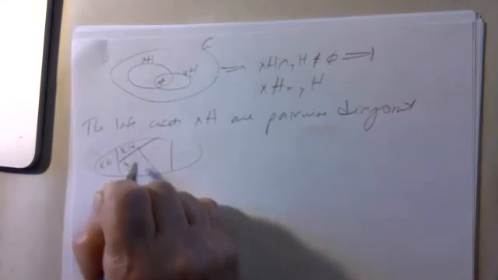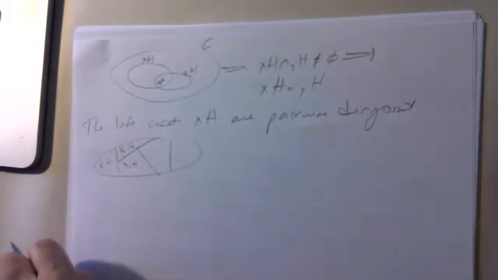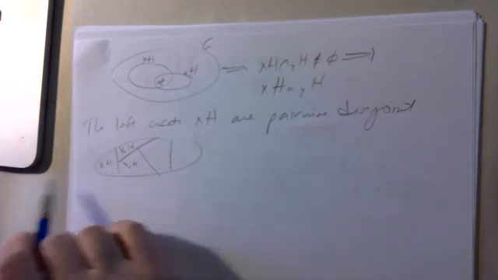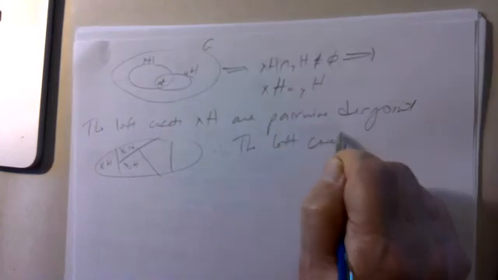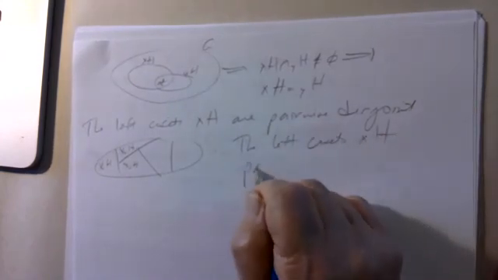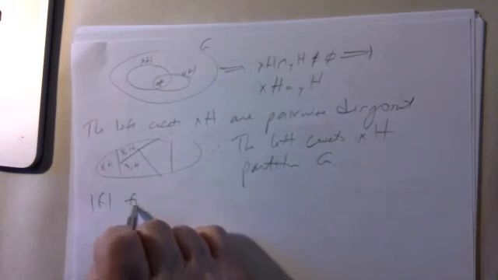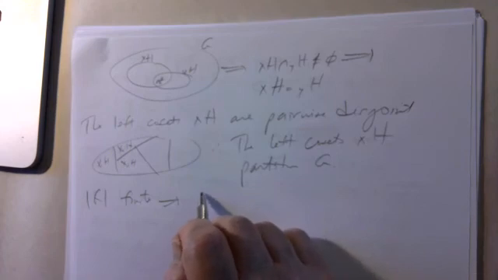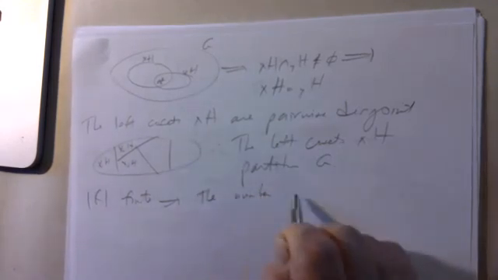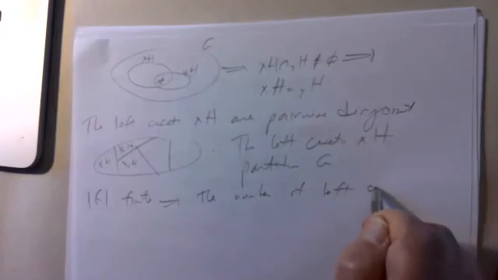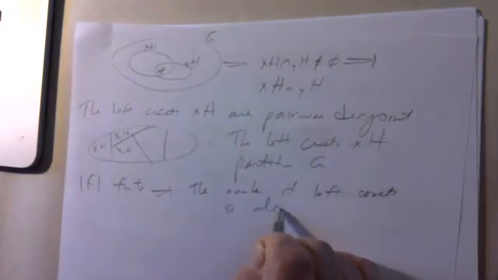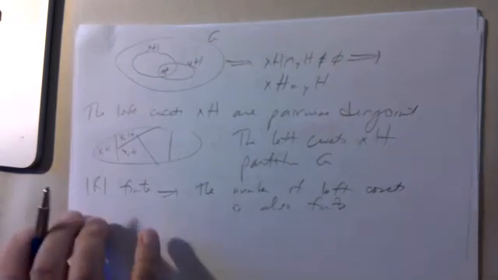So you might have x1H, x2H, x3H, and so forth. You have all of these left cosets, and they have no elements in common. So they partition G. Now, if G is finite, then the number of left cosets is also finite.